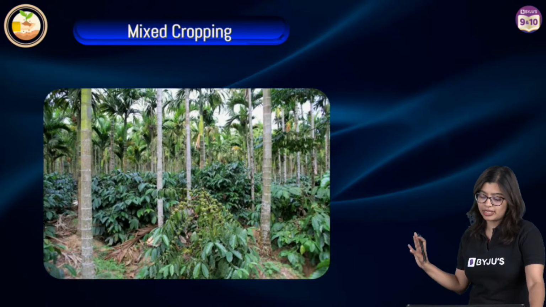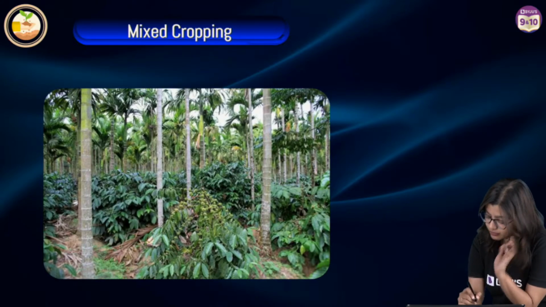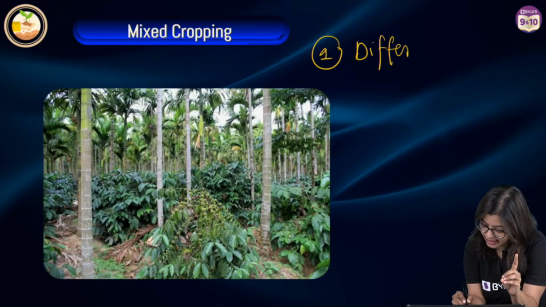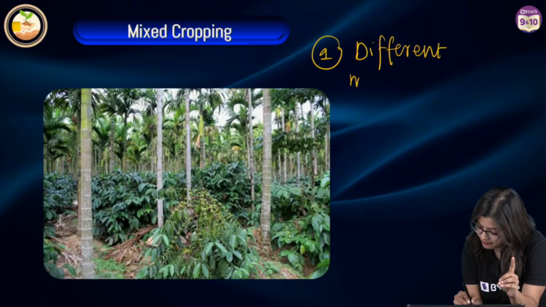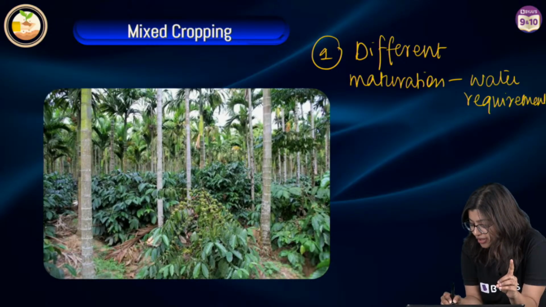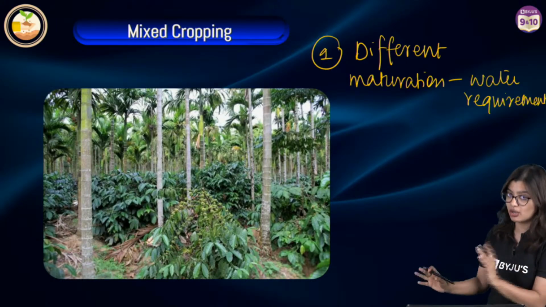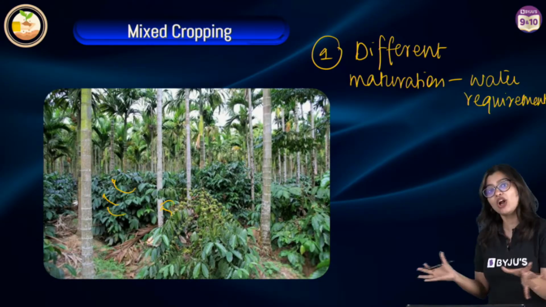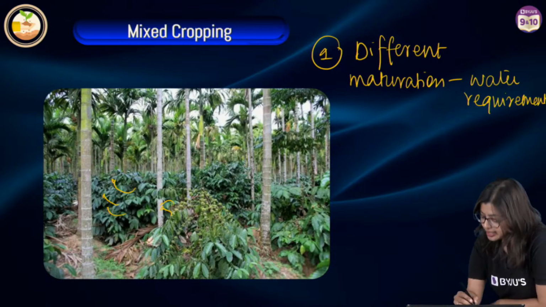Now, a few things that you need to keep in mind is that 1, both crops should have different maturation times, right? Both crops should have different maturation times. Yes. And different water requirement. Okay. Now, when I said use water efficiently, it doesn't mean it will use it equally. Say, let's assume one is using more water, the other one should use less water, such that overall my water is used effectively. Same way, right?